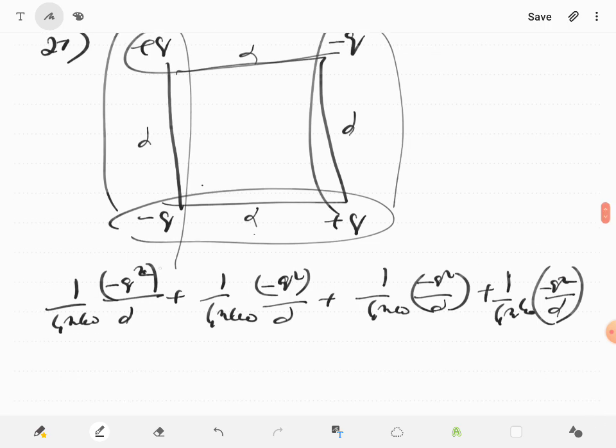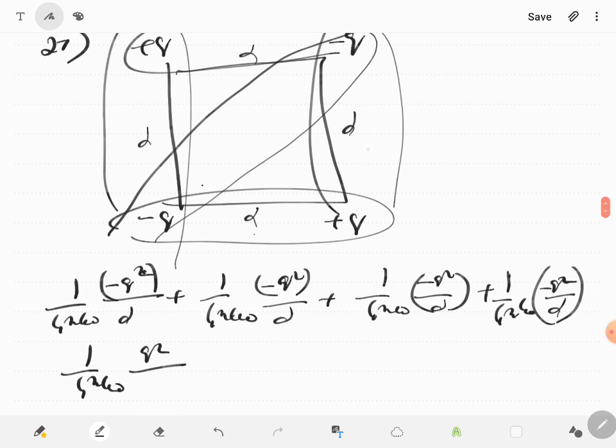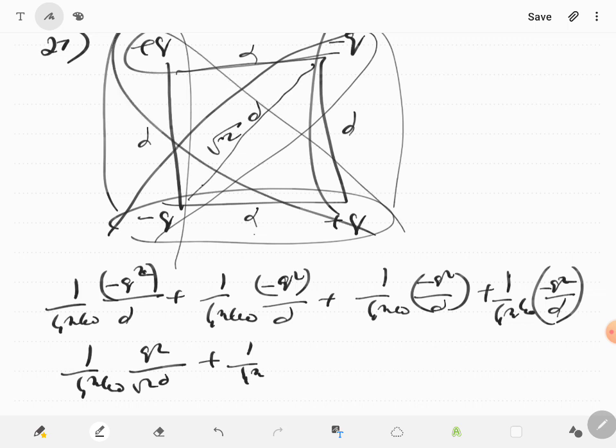Apart from this we have to take the diagonals. It's 1 by 4 pi epsilon naught into q square by, if the sides are d and d, what will be the diagonal? The diagonal will be root 2 into d. So it's 1 by 4 pi epsilon naught into q square by root 2d, because the negative also will become positive here, as the multiplication of minus q and minus q is plus q square. Just solve this, you should get the answer.